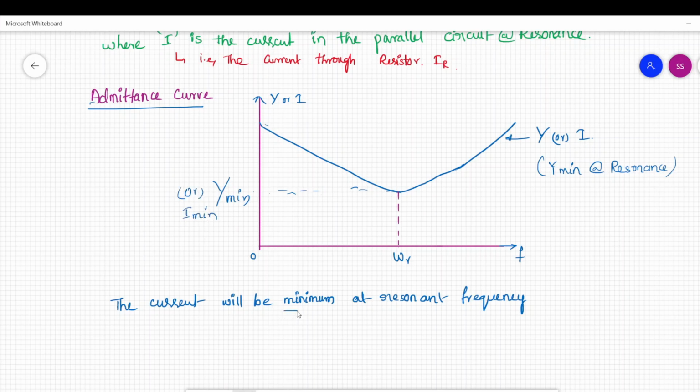Okay, the current will be minimum at resonance frequency in case of parallel RLC.